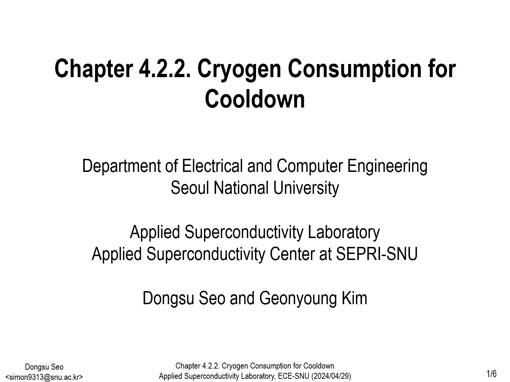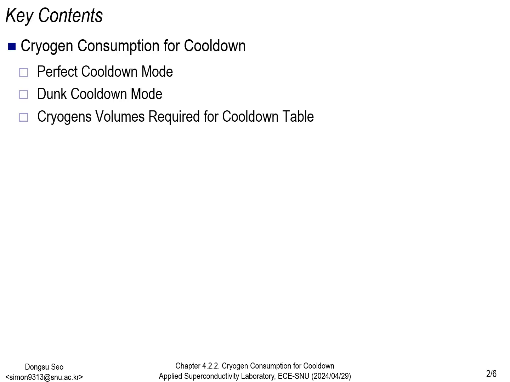Today we will learn about the cryogen consumption for cooldown. It is about how much coolant is needed to cool down the magnet. In this lecture we will define and discuss two different cooldown modes, perfect cooldown mode and Dunk cooldown mode, with their cooldown mode equations. Then, we will conclude this lecture with the cryogen volumes tables required for cooldown to optimize cryogen consumption.